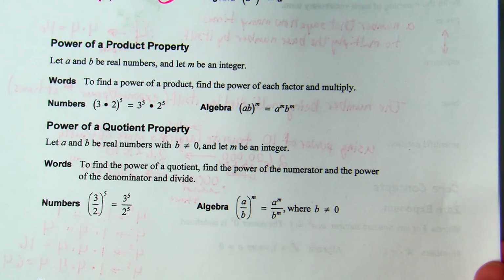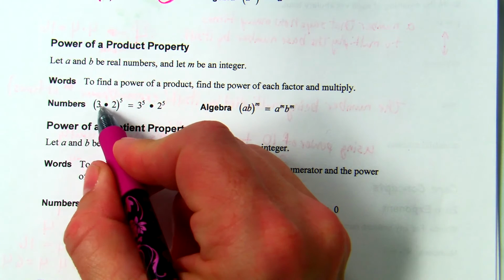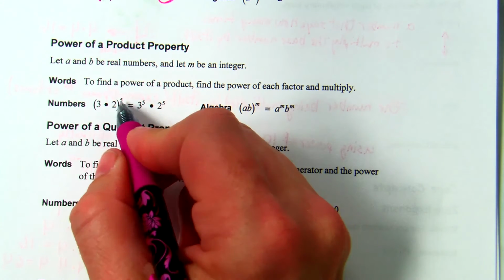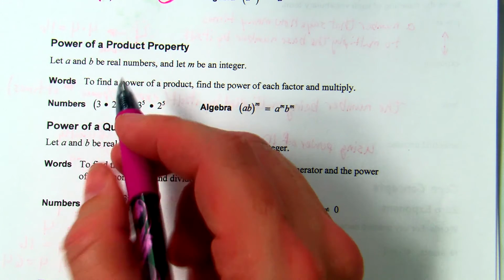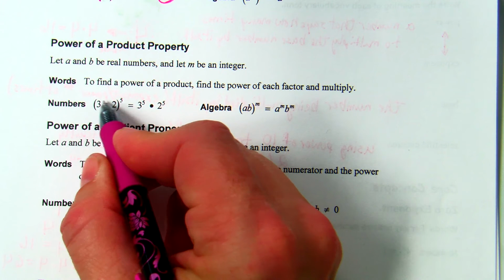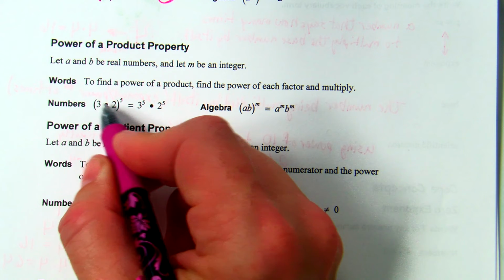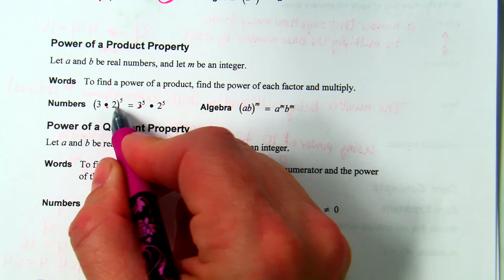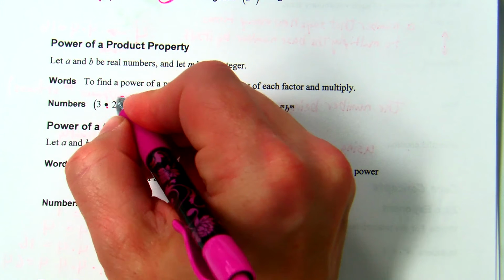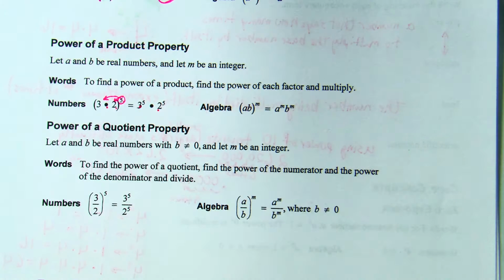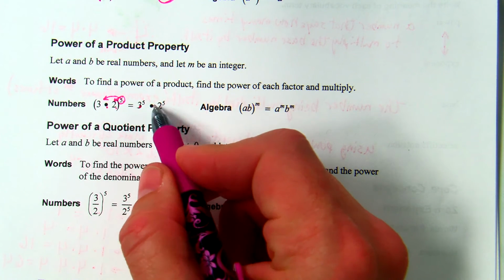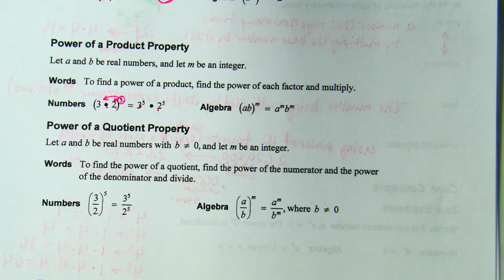Power of a product property. So if we're applying a power to a product of two numbers here, then somewhat like distribution, you could distribute this power to each factor inside this product. You could take 3 to the 5th, which we see right here, times 2 to the 5th, which we see right there. So we could actually apply this power to all the terms inside the product, and you will get the same answer. So you could take this 3 to the 5th and find out what that is, multiply it times 2 to the 5th, and you would get the answer there. Okay.